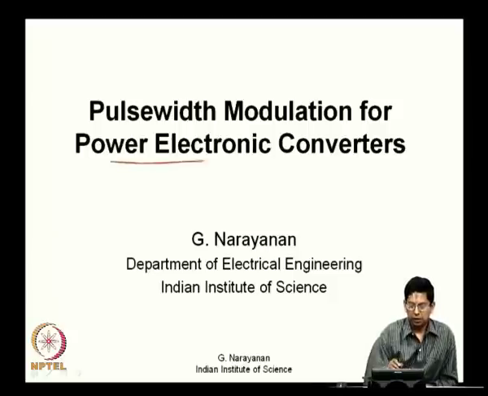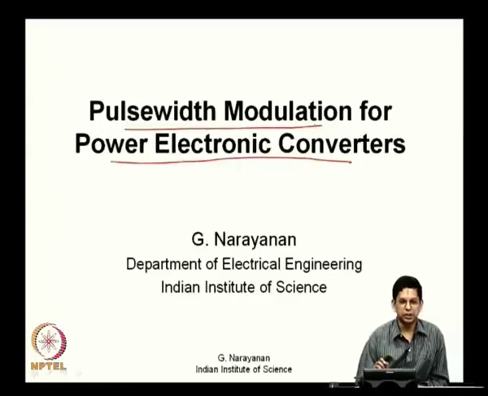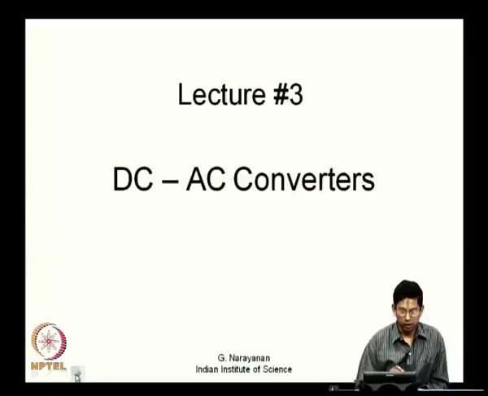We have been discussing numerous power electronic converters before heading towards pulse width modulation of power electronic converters. In the process, we have seen that we need certain electronic switches, and how we can convert power using electronic switches. The first example that we saw was that of the DC to DC converter, and today we are going to look at DC to AC converters.